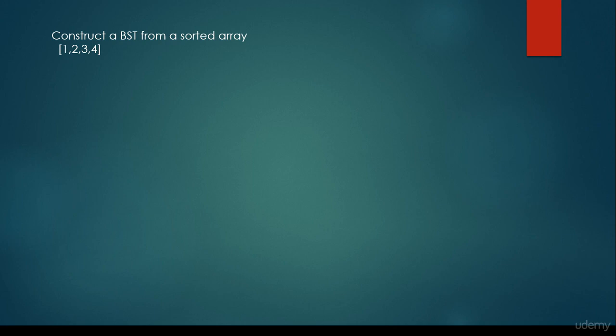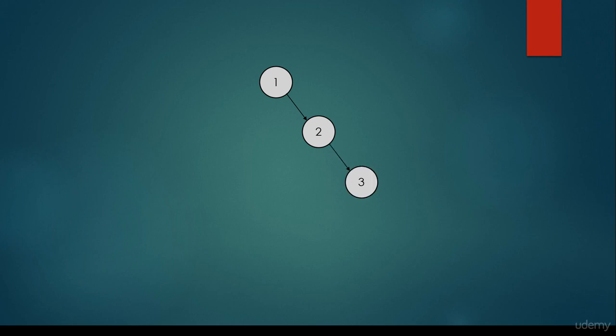For example, we have 1, 2, 3 and 4 integers. And basically, of course, the root node is going to be the 1. Then we insert 2 to be the right child of 1. Then 3 is greater than 1, it's greater than 2, so it's going to be the right child of 2. 4 is greater than 1, it's greater than 2, it's greater than 3, so it's going to be the right child of 3. What's the problem with it? That we have ended up with a linked list.